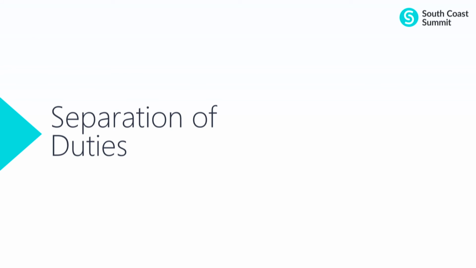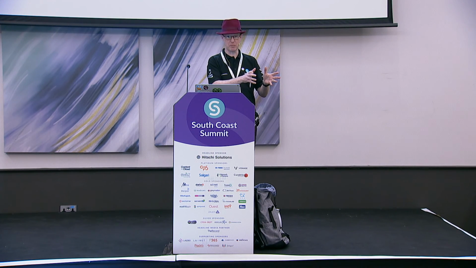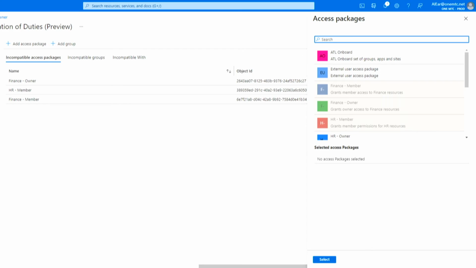Another thing that's quite new in this is separation of duties. So this is where, if you think about, you might have in your organization, I don't want people who have a certain set of permissions, maybe in HR, to be able to do something in finance. So in this case, we can choose this separation of duties, and we can actually choose, okay, for an access package, which ones can you not have if you've already got one? So choosing an access package and say you can't have any of these other ones.